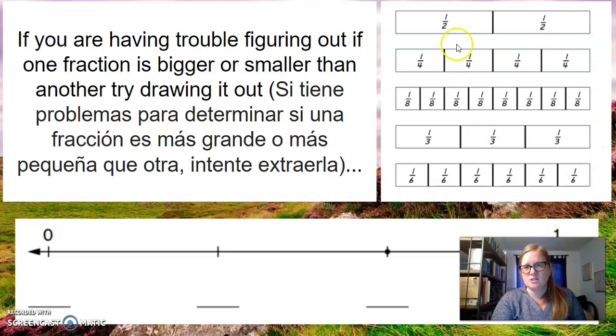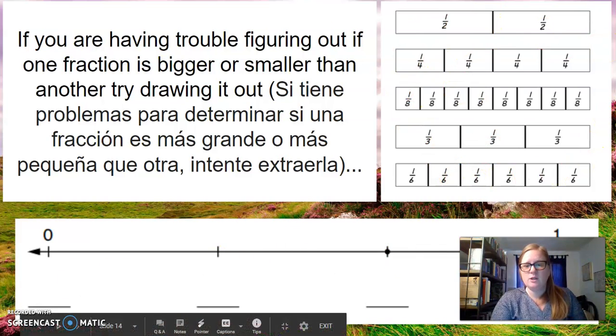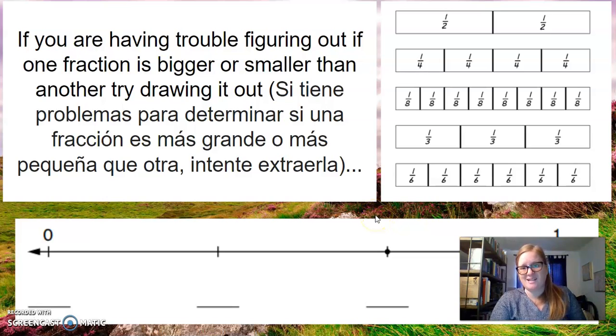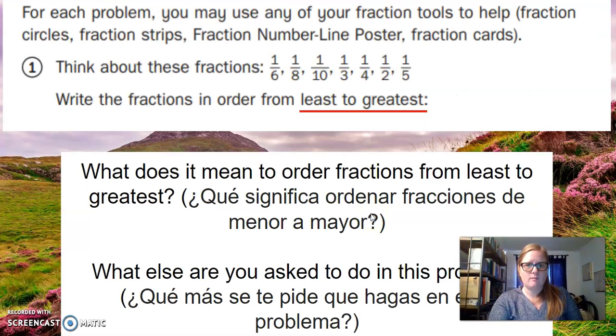Or you can use these strips that I provided for you, or you can put them on a number line. You guys have demonstrated that you know how to put fractions on a number line fairly easily. So if you're able to do that, then you should be able to put any of these on a number line in order for you to figure out which one is less and which one is bigger.